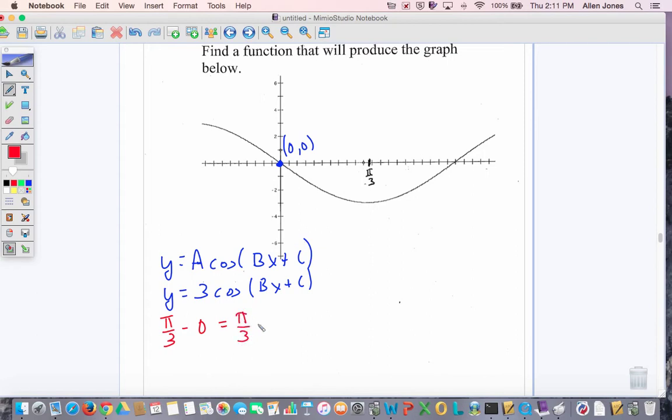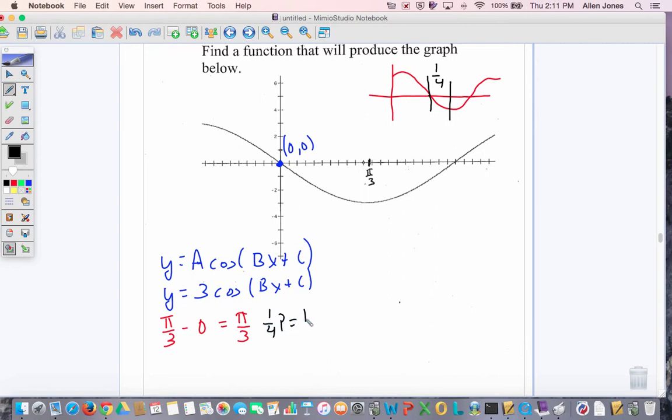So pi over 3 minus 0 is pi over 3. The distance from here to here is pi over 3 units. Now if we think generically about the cotangent or the cosine curve, it looks something like this. So we've just found the distance between this point right here and this point right here in a generic sense, where the lowest point is right here and the crossing of the x-axis is right here. So you'll hopefully notice that's a quarter of a period.